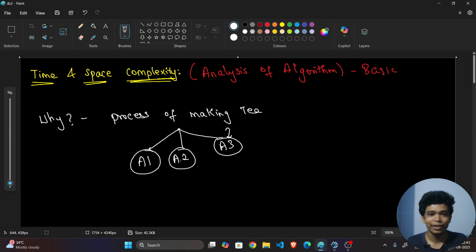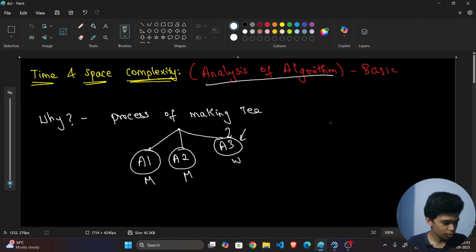For example, if there is a local tea shop, they will be adding more water. In algorithm 1, you will be adding full milk, and here also you will be adding full milk. There will be no water, whereas here there is water. So for the local tea shop, I will go with algorithm 3. Now I hope you understand why we need analysis of algorithms. This is your real-time example.